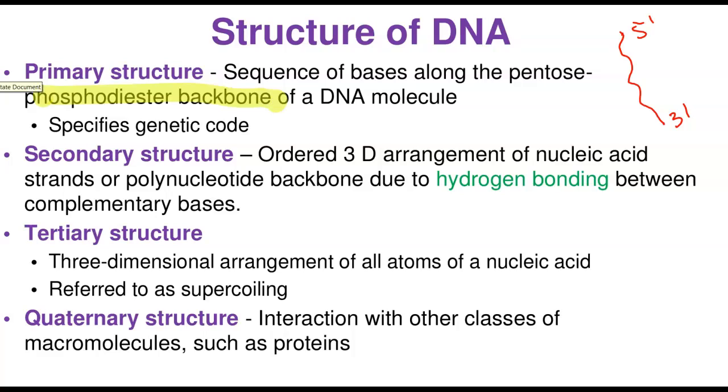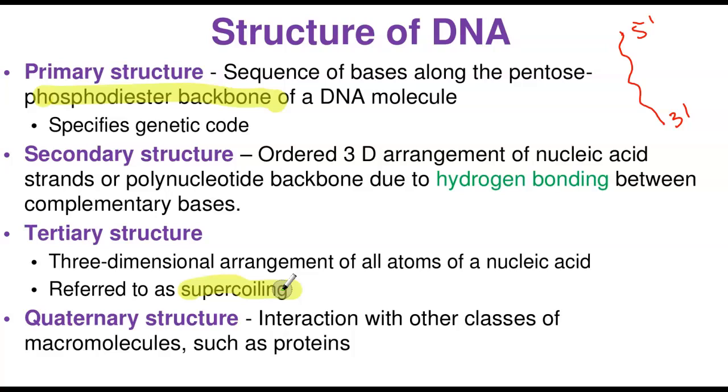And then the secondary structure is the 3-dimensional arrangement of the nucleic acid strand. Remember, DNA is usually made up of 2 strands that are wrapped around each other. What maintains that shape is the hydrogen bonding between the complementary bases, as we're going to talk about in the next few pages. Now, the tertiary structure is the 3-dimensional arrangement of all the atoms of the nucleic acid. In this case, we usually refer to this as supercoiling of DNA.